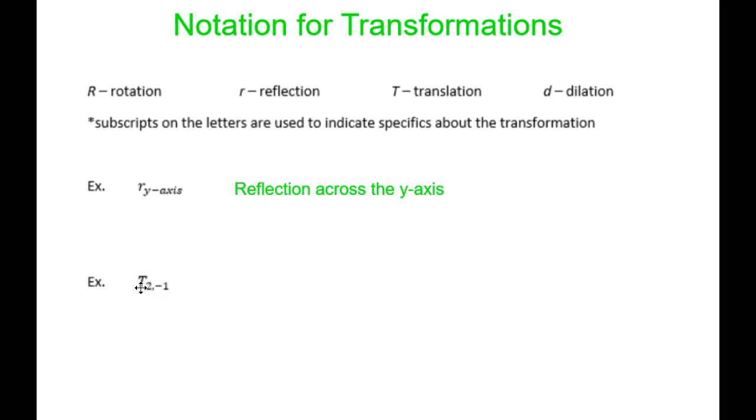Now we look at the next one. We have a capital T, which stands for a translation, and if we look down below the subscript, the first value tells us the x, and the second value tells us the y. So this tells me we're going to move 2 units to the right. We have a horizontal translation 2 units to the right, and then a vertical translation 1 unit down. First number tells me my x value, left or right. The second number tells me my y value, up or down. So it's a horizontal translation 2 units to the right, and a vertical translation 1 unit down.